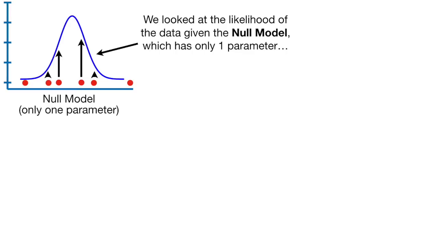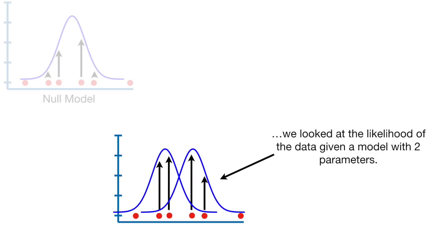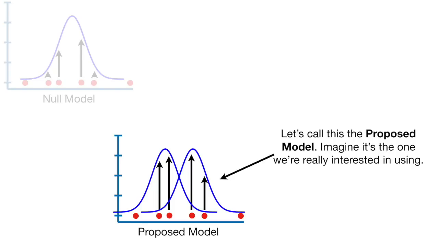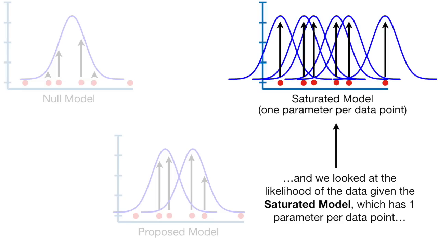So far, we've looked at the likelihood of the data using three different models. We looked at the likelihood of the data given the null model, which has only one parameter. We looked at the likelihood of the data given a model with two parameters. Let's call this the proposed model. Imagine it's the one we're really interested in using. And we looked at the likelihood of the data given the saturated model, which has one parameter per data point.